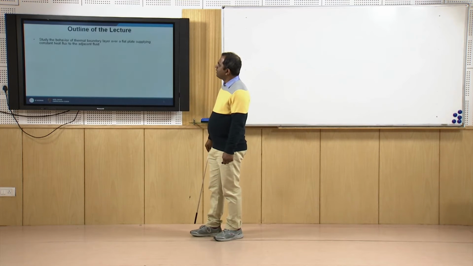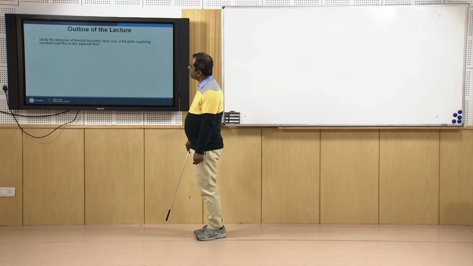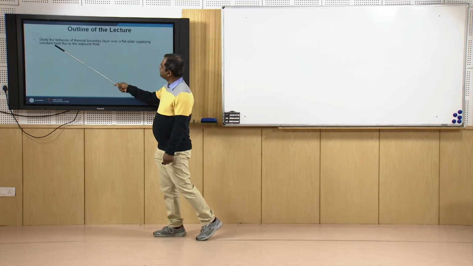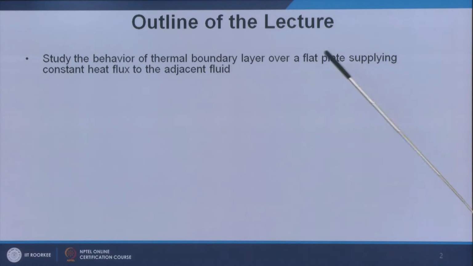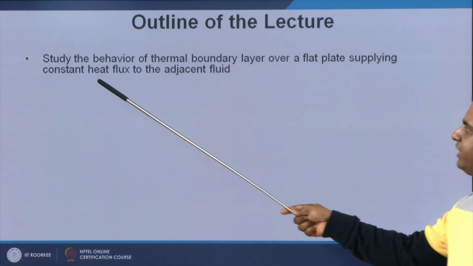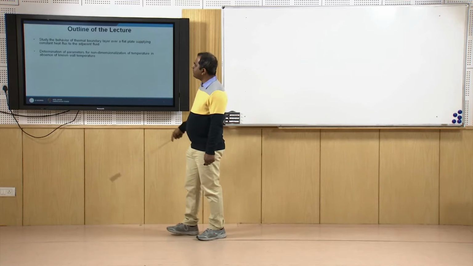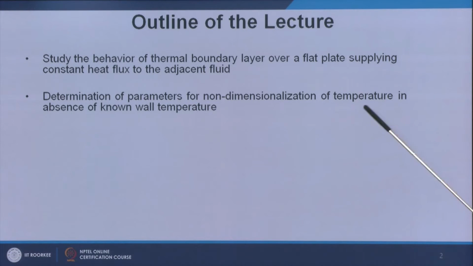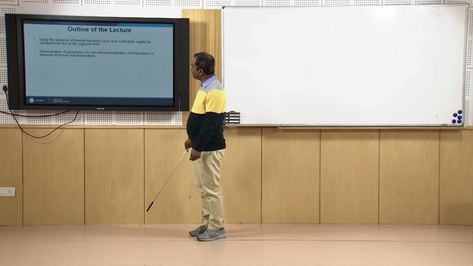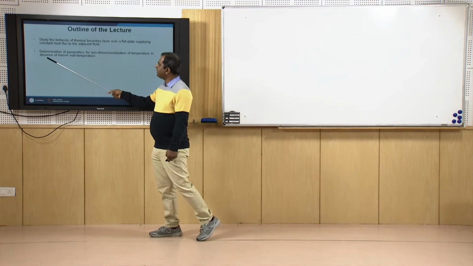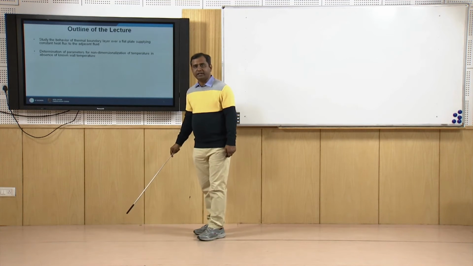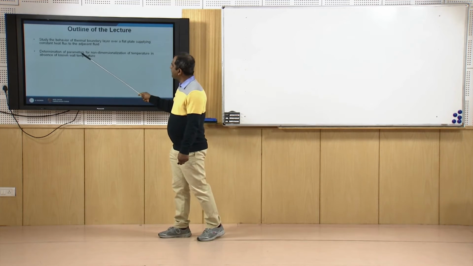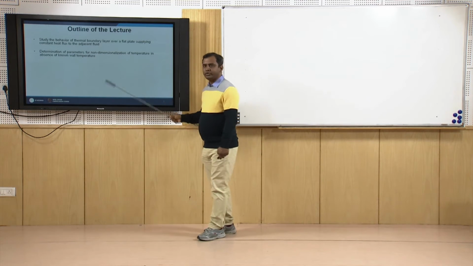Let me show you what things we will be discussing over here. First, we will be studying the behavior of the thermal boundary layer over a flat plate which supplies constant heat flux to the adjacent fluid. Then we will be determining the parameters for non-dimensionalization of temperature, because in the earlier case temperature non-dimensionalization came straight away because the wall temperature was known, but in this case the wall temperature is not known because we are supplying constant heat flux. So what will be the parameter for non-dimensionalization, that we need to see.